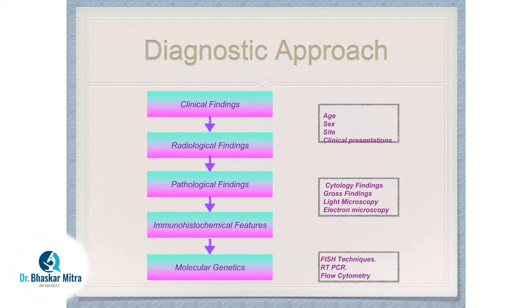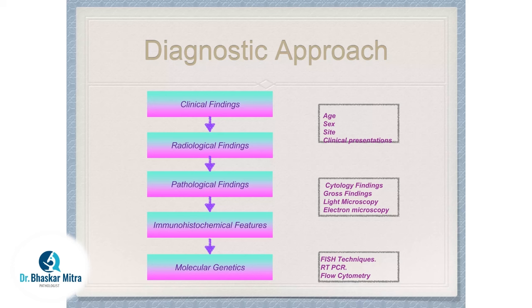First, the diagnostic approach. We require the clinical findings, which we get very little of. We only get the demographic details like age, sex, site, and clinical presentation. In almost all cases, we don't get this. Radiological findings are very important to determine the exact epicenter of the lesion, whether it is a pure bone lesion or a soft tissue lesion involving bone or vice versa.